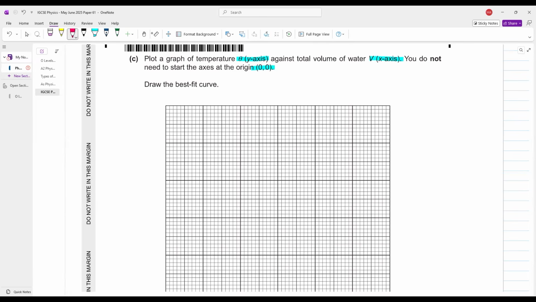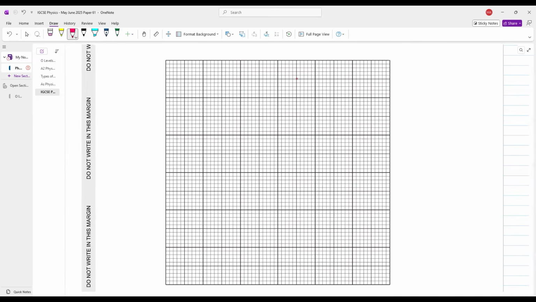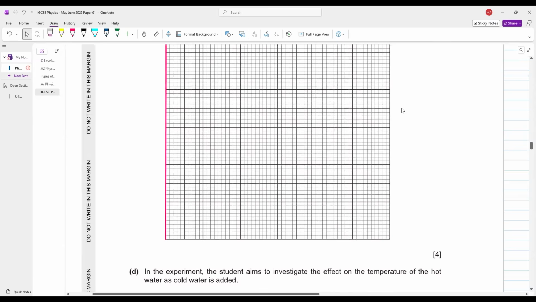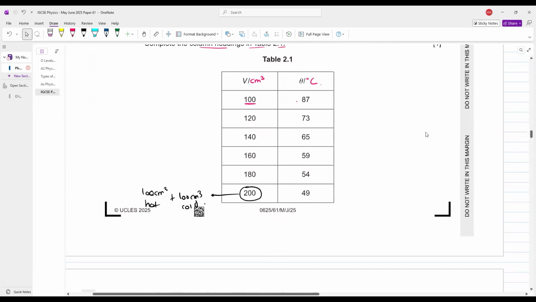First of all, let's quickly label the y-axis and x-axis. This is your y-axis. Your y-axis is theta slash degree centigrade. And your x-axis is volume slash centimeter cube. Now, let's first consider the y-axis and consider theta.